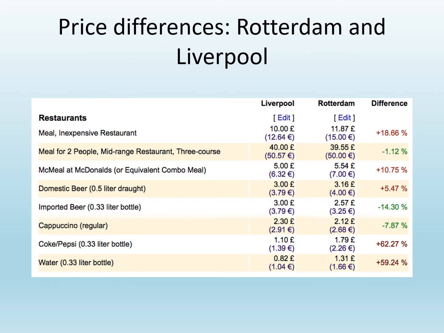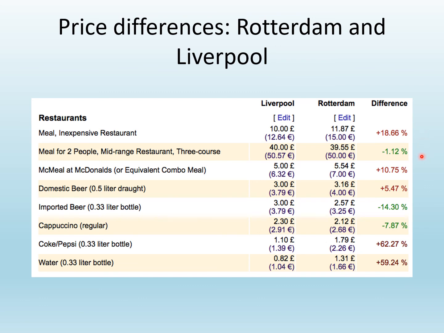What this slide is showing you are some differences in prices between two cities which are very close together, Rotterdam and Manchester. And logic would suggest that there should not be these kinds of differences in prices. So for example, in Rotterdam, the price of an inexpensive restaurant is about 15 euros. Equivalent in Manchester is about 12 euros. So in Rotterdam, eating in a restaurant is nearly 20% more expensive than in Manchester.